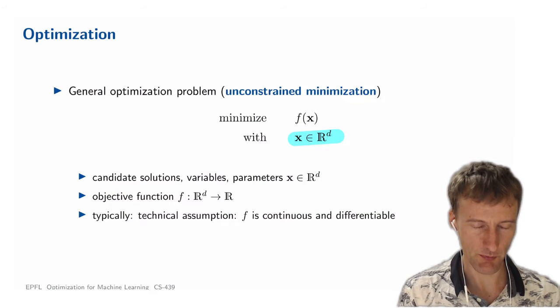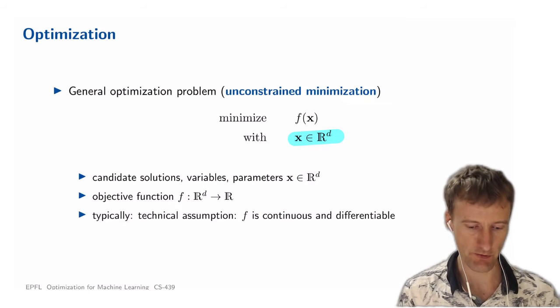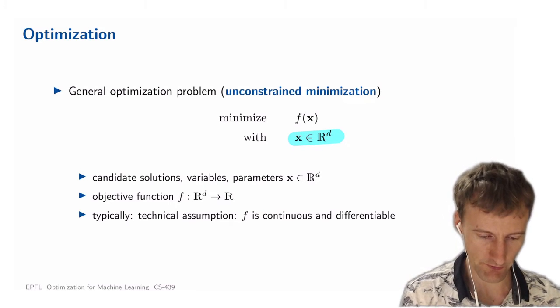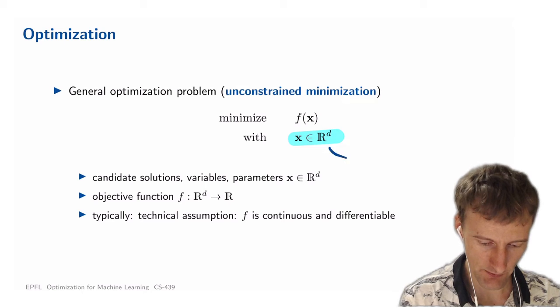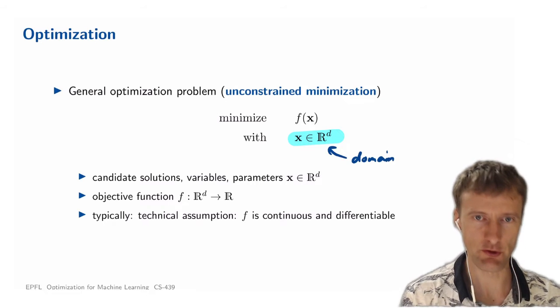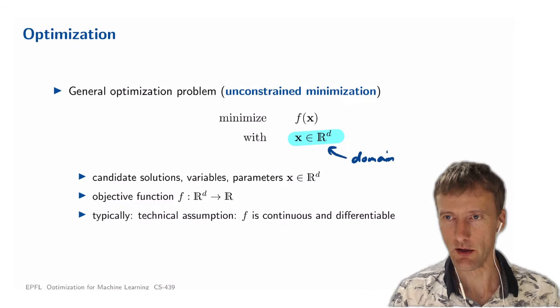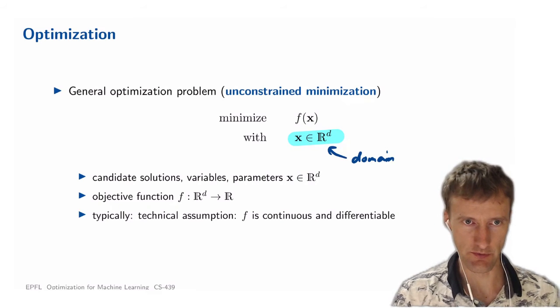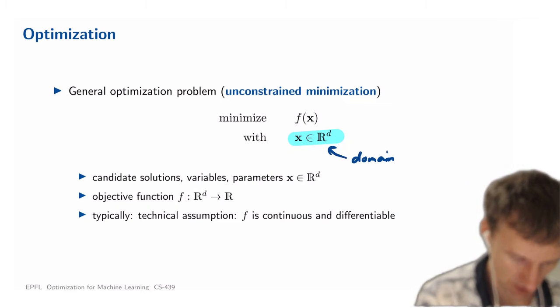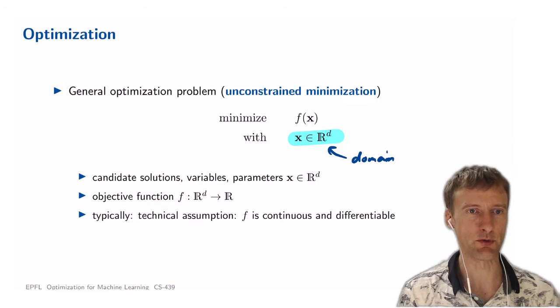So this is the setup, and your task is to find the point x which minimizes f over this entire domain here. So this is the optimization domain of this function, so it's defined on the whole domain, and that's the task. And then the objective function, that's f, so we also call it just the objective.